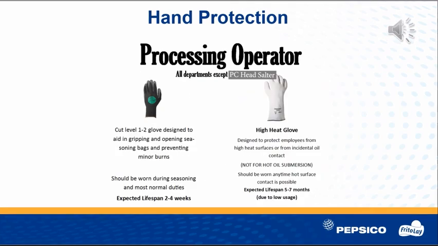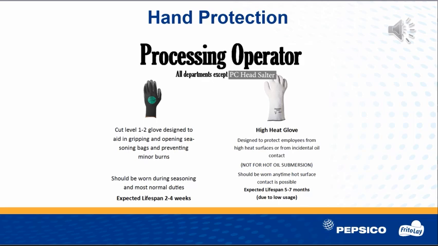Hand protection for a processing operator. Cut level 1 to 2 glove designed to aid in gripping and opening seasoning bags and preventing minor burns. Should be worn during seasoning and most normal duties. Expected lifespan is 2 to 4 weeks.